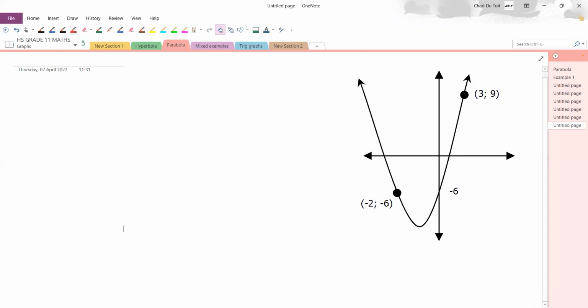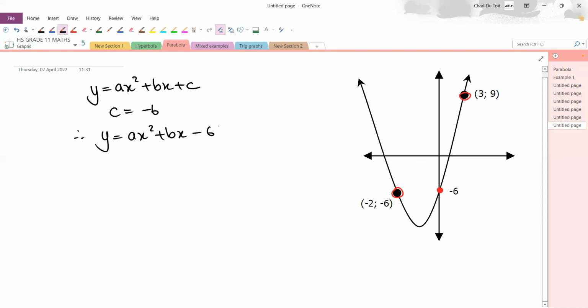I've given you 2 coordinates. And neither one of them are x-intercept or turning point. And then I've given you the y-intercept. So now you have to set up different equations to solve that. So the equation is going to look like this. Y equals ax squared plus bx plus c. And we know that c, which is the y-intercept, is negative 6. So therefore, the equation looks like this. Ax squared plus bx minus 6. You're all on board with that.